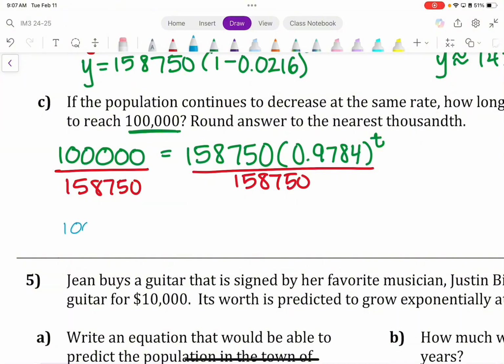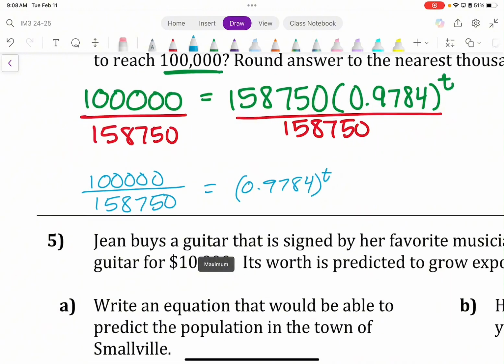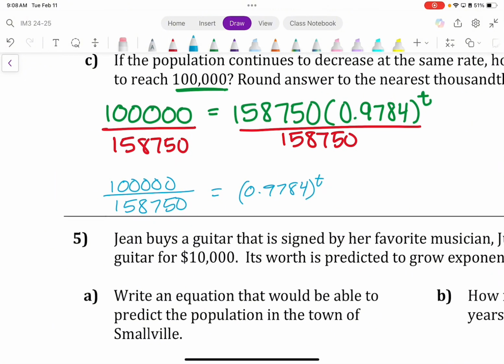So we get 100,000 over 158,750. This is equal to 0.9784 to the power of t, which I'm hoping you can see. It's written kind of small at the bottom.